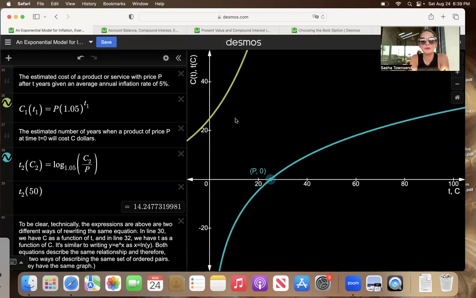Now, one of the assumptions that we made at the beginning of the problem statement, or that was stated at the beginning of the problem statement, was that this is provided that the average rate of inflation over the course of 10 years is 5%.